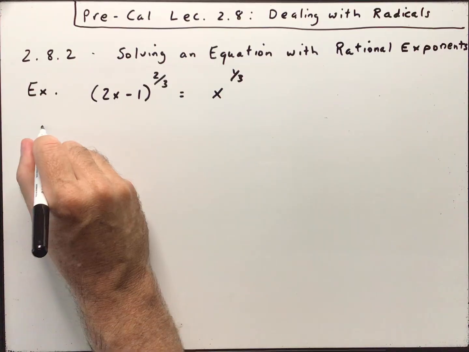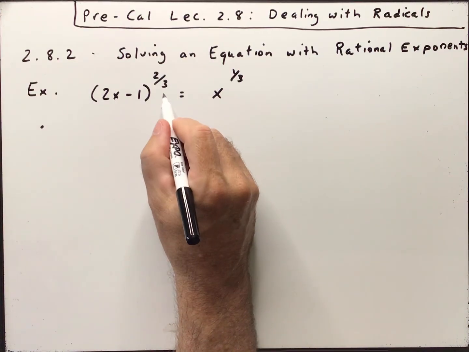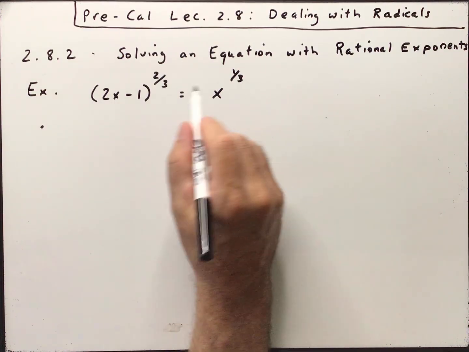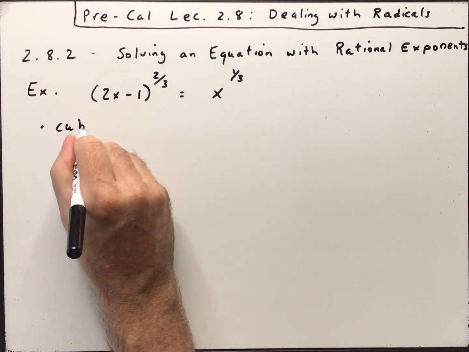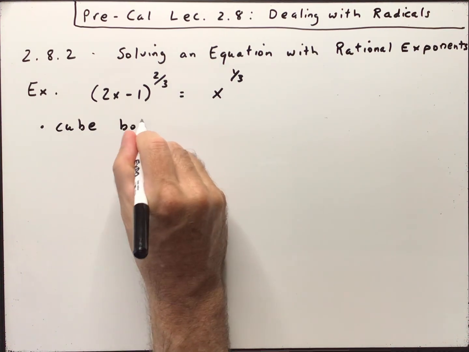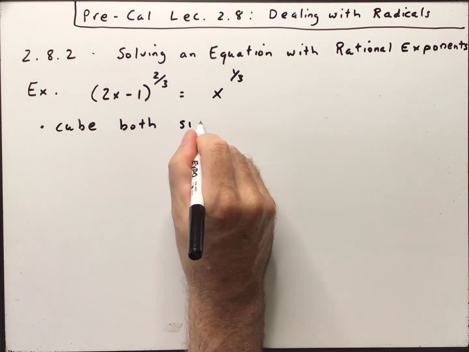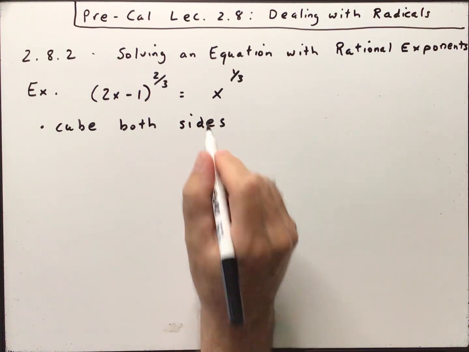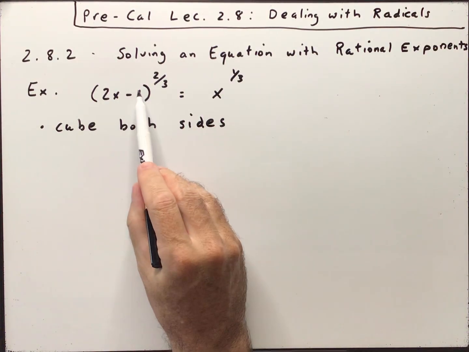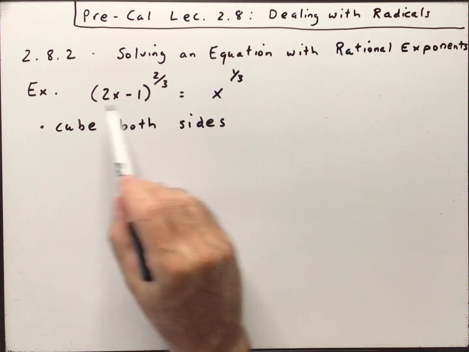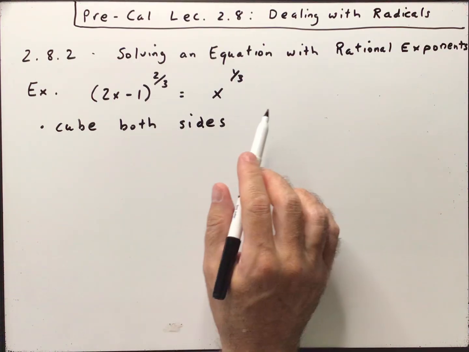Well, last time we squared both sides because we had a 2 in the denominator. How about we cube both sides? As long as you do the same thing to both sides, it's legal. But you can't cube one side and square the other side. That's not legal. It's no longer the same equation.